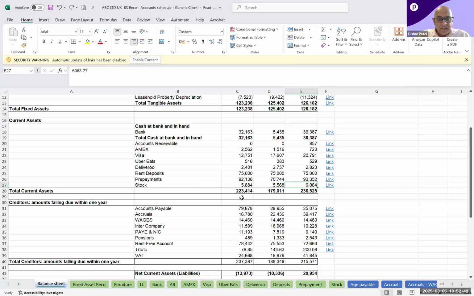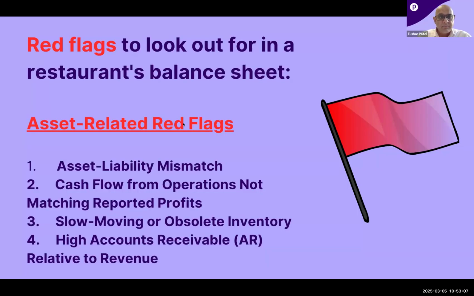So those are the main key sections. I haven't gone into the reconciliations in too much detail. We could probably leave that to the next webinar and go into more detail about each individual reconciliation. But now my colleague Atika is going to point out some red flags which relate to the asset side of the balance sheet. Atika.